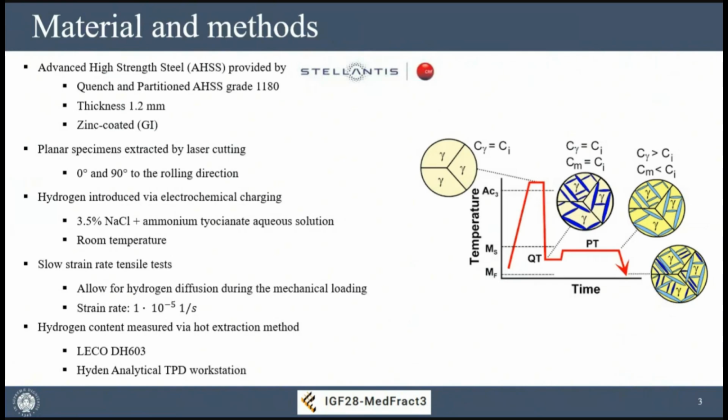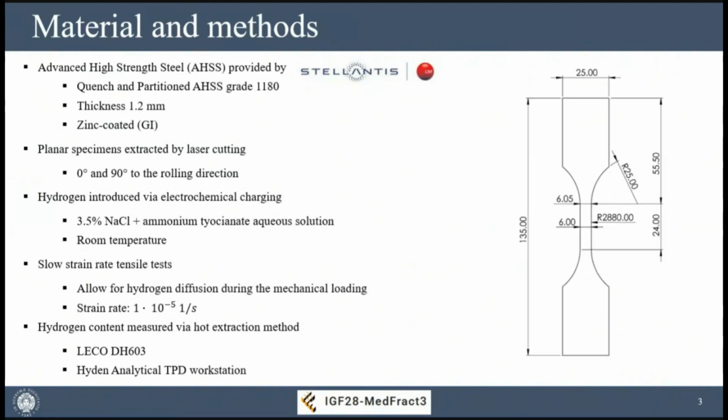In this case, only room temperature testing. From the steel sheet, we extracted samples at different angles with respect to the rolling direction, from 0 up to 90 degrees, so along the rolling direction and orthogonal to the rolling direction. We carried out slow strain rate tensile tests, so tensile tests with a slow strain rate that allows for hydrogen diffusion during the mechanical loading. After the test, we measured the hydrogen content via the hot extraction method with two kinds of mass spectrometers that we have in our laboratory in Pisa.